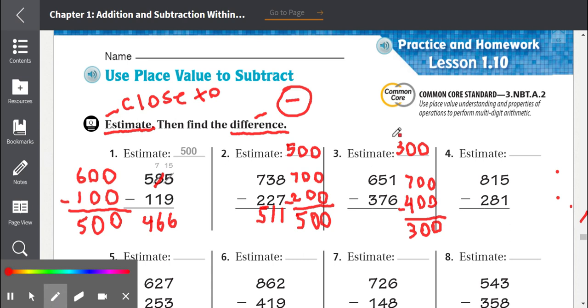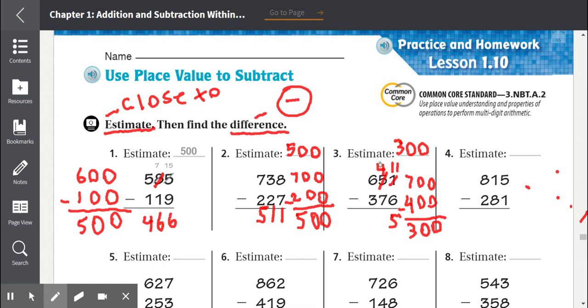So now let's solve to find the actual answer. So we have 651 minus 376. We know our answer is going to be close to 300. So let's start with the ones place. 1 minus 6, we cannot do that. We have to borrow from the tens place. We borrow from the 5. We take 1 away from the 5. It becomes a 4. And this 1 becomes an 11. Now 11 minus 6 is 5.